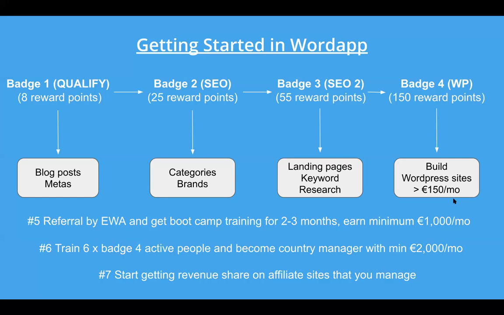It's writing a blog post, and it's a bit about meta titles and descriptions. If you do that correctly, you will qualify to start taking what we call easy tasks in Wordapp. Those are tasks less than 150 words. They're mostly blog posts. And it also gives you access to start doing your badge 2 exam.